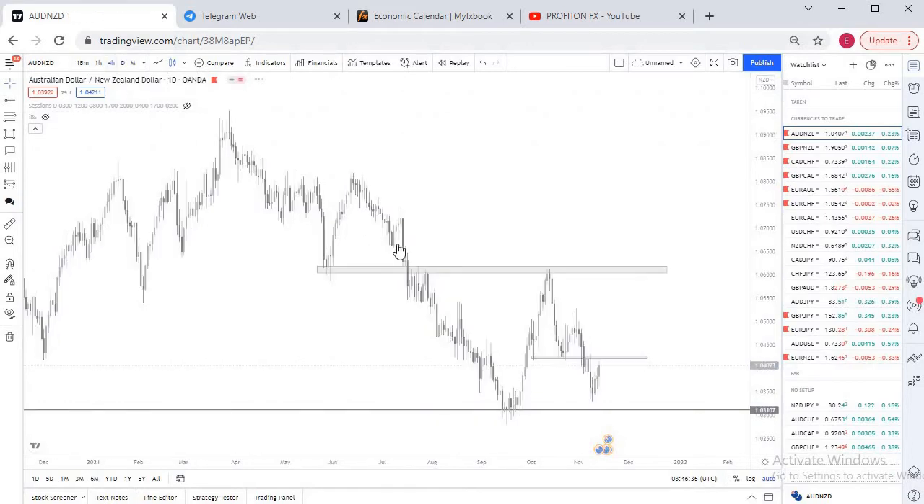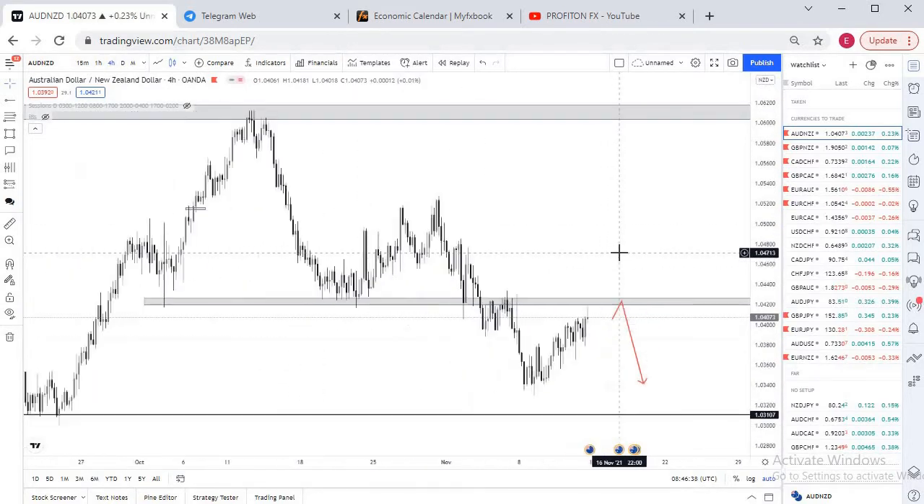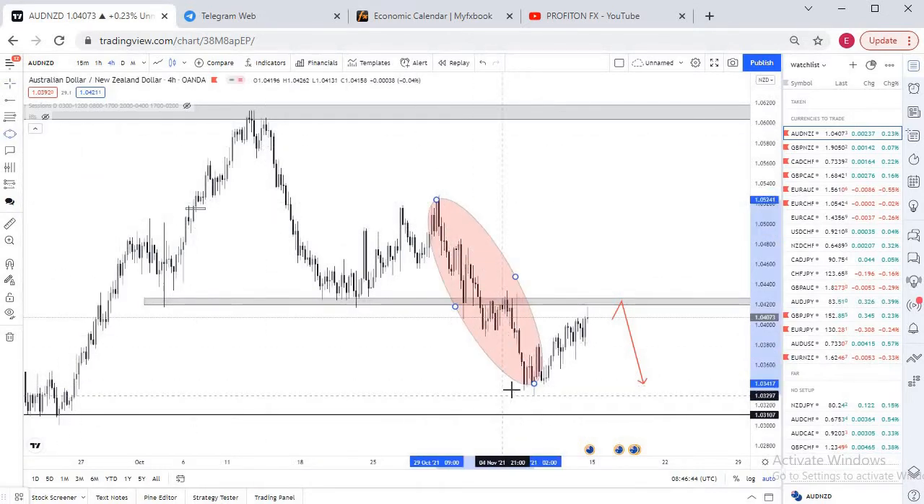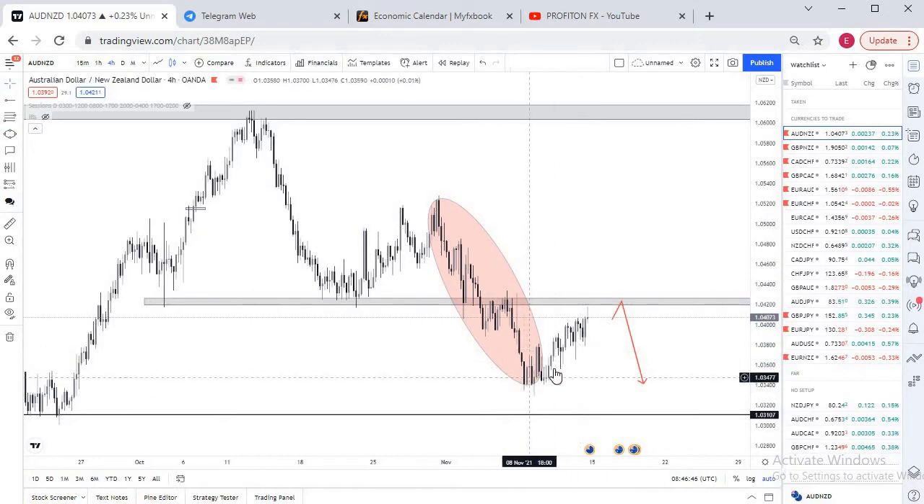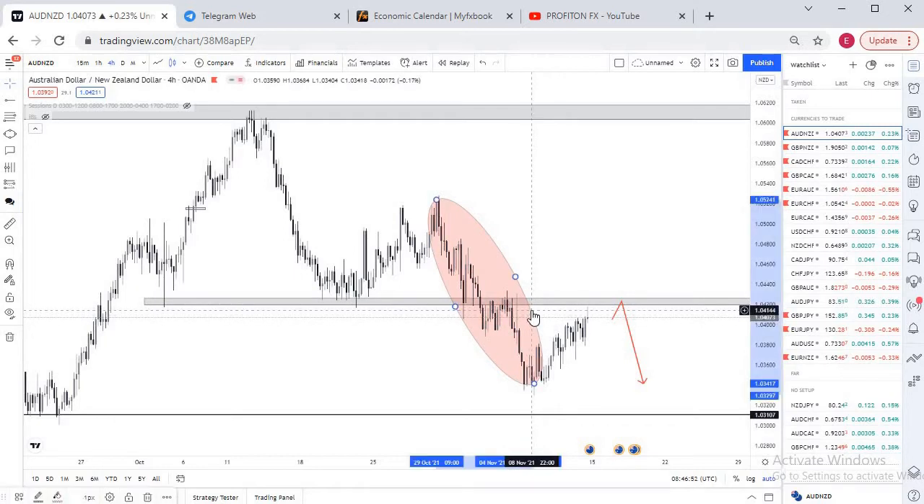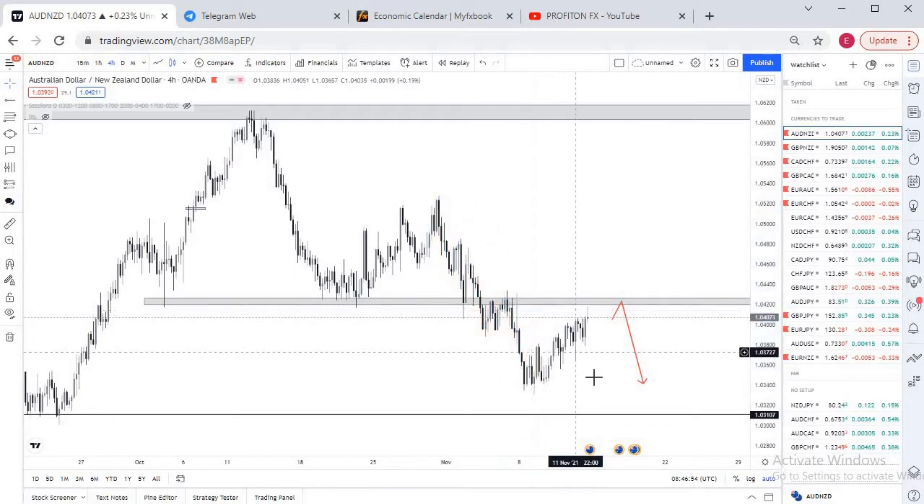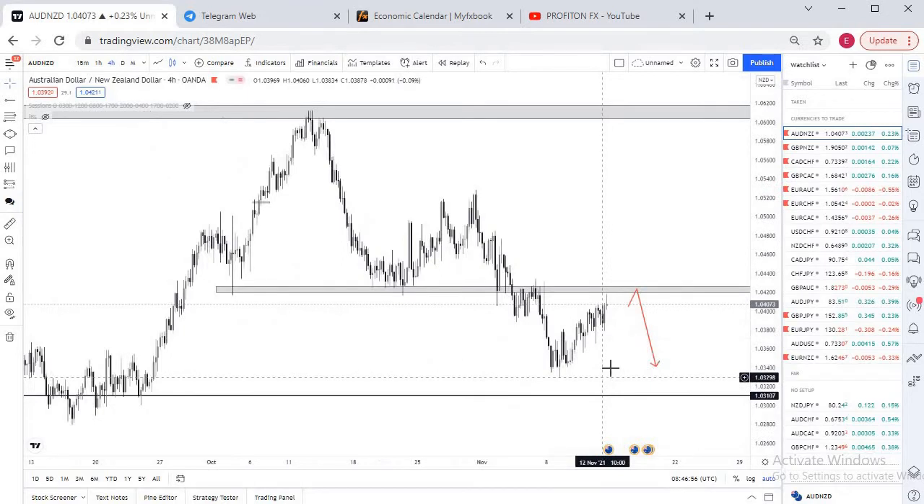Now moving on to the 4-hour time frame, we had this bearish move here, and we are currently having some sort of correction. We're having a correction back to this level, so I'll be looking for opportunities to enter sell positions at this point at the retest level.